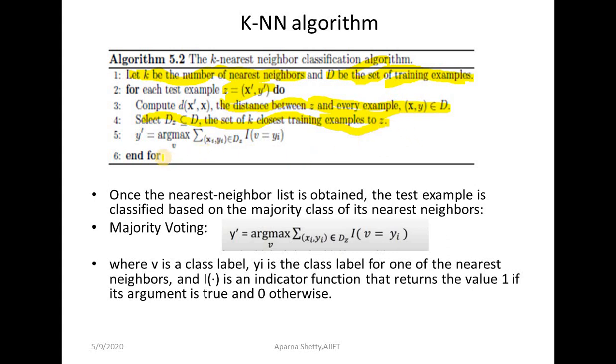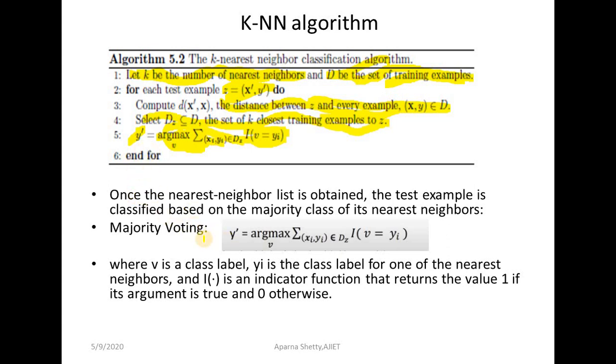Now next we have to assign the class label to the test data. That is, the class label y' for the test data is calculated using this formula: argmax over v of the summation over (xi, yi) belonging to Dz of I(v = yi). So based on this formula we will assign the class label y' for the test data. After that you will end for. We'll concentrate on that formula now.